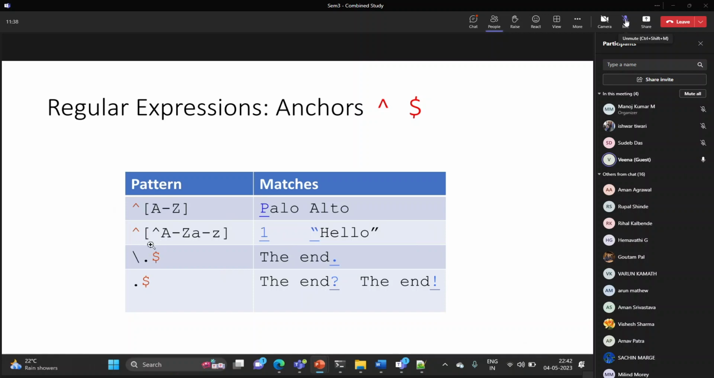Similarly, in the second case, we are telling the first letter is not an alphabet. A to C and A to C we are negating. Whatever is inside the square bracket, it is a negation function. Here we are telling it is not an alphabet, and then it is telling the first one. So the first letter here is a number.